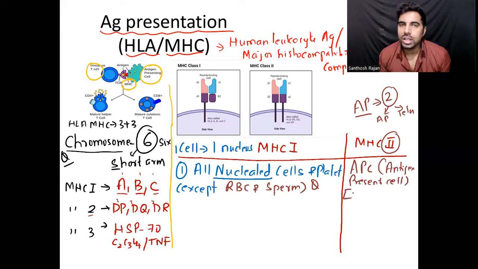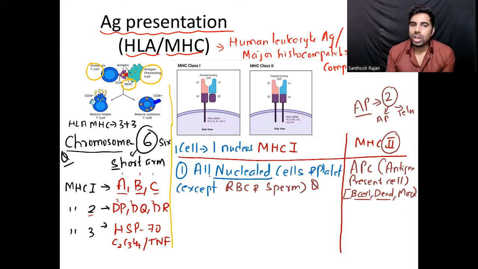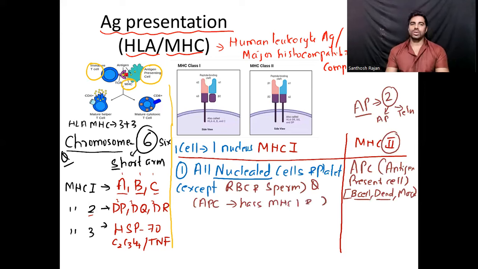I'm not going to stress here. It was B cells, D for dendritic, and macrophage. Remember, these are also nucleated. So all nucleated cells are also here, and APC is also present. APC has MHC1, so APC has both MHC1 and MHC2. That is important, that's what I want to stress. So MHC1 is in all nucleated cells, and except this cell, APC also.